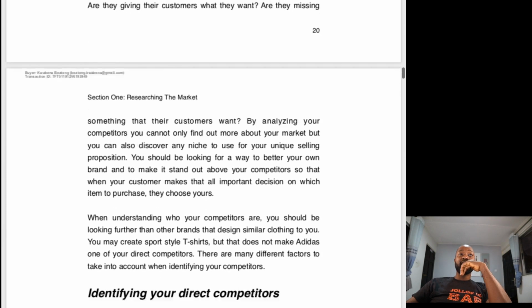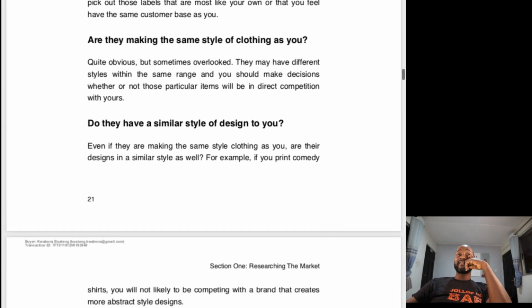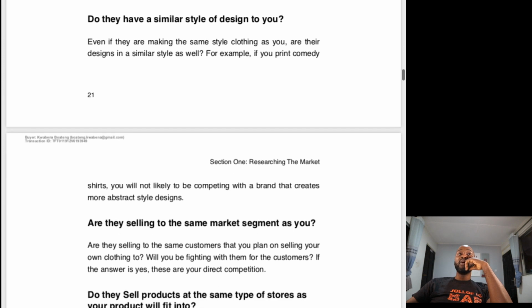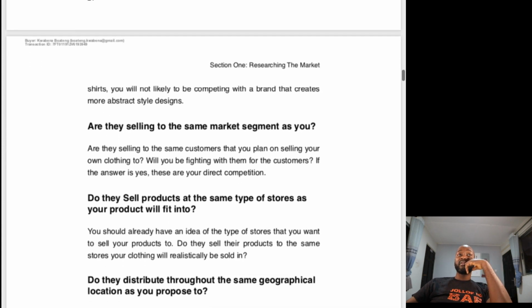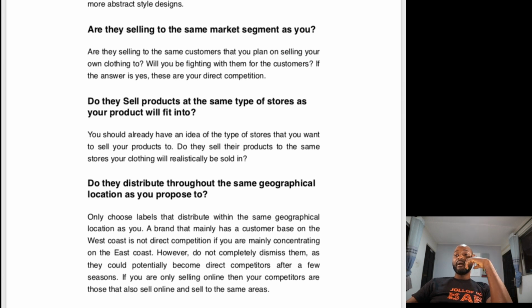Competitors, we mentioned that. Identifying your direct competitors: are they making the same styles as you? Do they have similar styles or designs as you? Are they selling to the same market segment? Do they sell products of the same type? Are their prices similar to yours? You need to start thinking about all these things before you start actually producing the product.